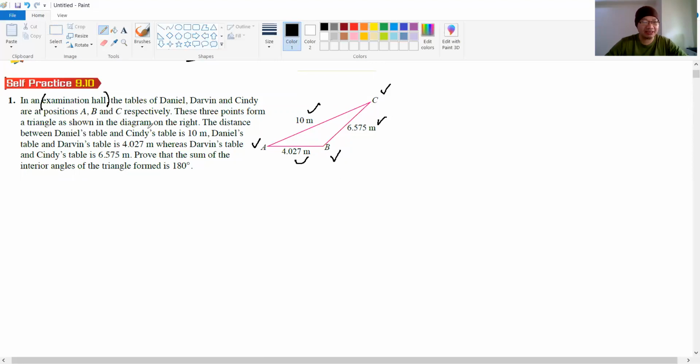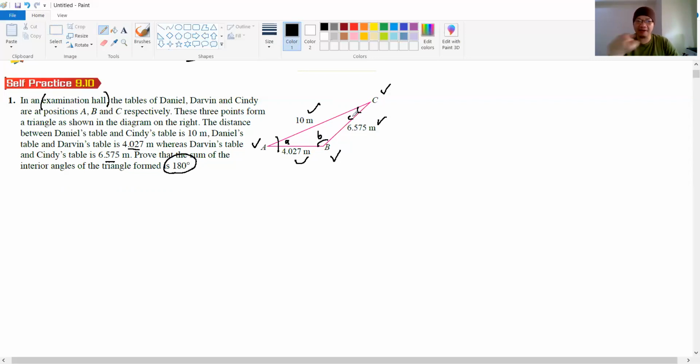The distance between Daniel's table and Cindy's is 10. All this information given here is about the distances of the triangle. Prove that the sum of the interior angles of the triangle formed is 180 degrees. That means we want to calculate the total angle. Since we don't have the angles, let's label them as small a, small b, and small c. At the end of the calculation, a plus b plus c must be equal to 180.